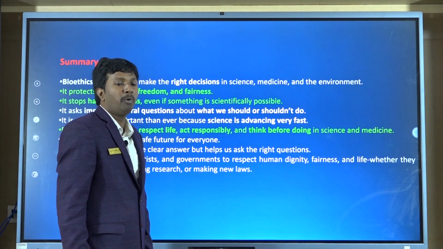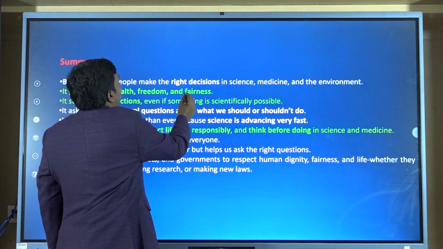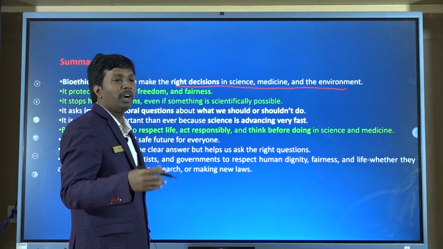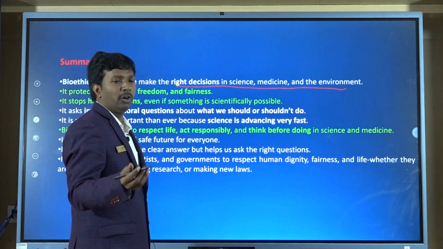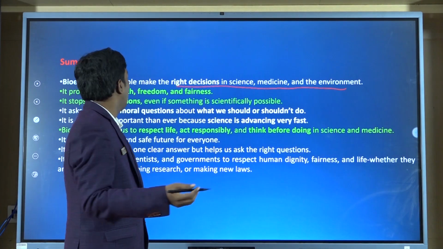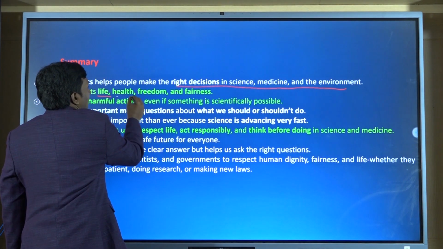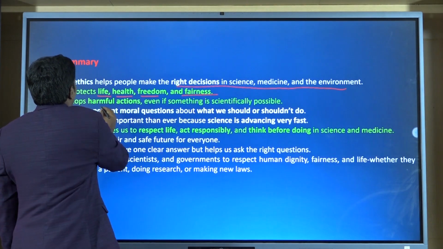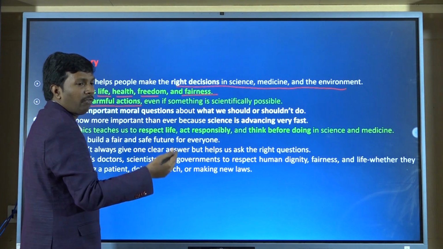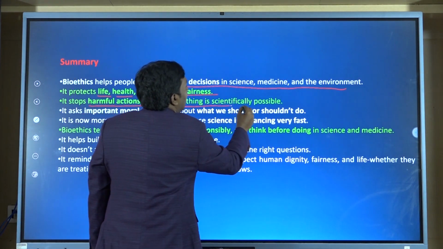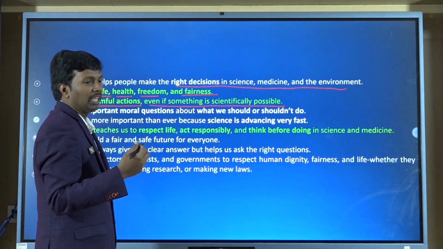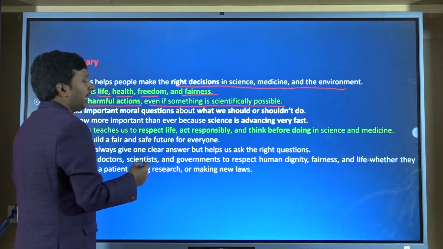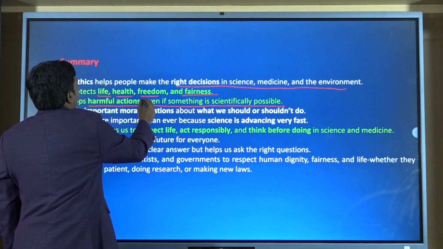So coming to the summary about bioethics. Bioethics helps people make right decisions in science, medicine and environment. As said earlier, bioethics means what is good, what is right, what is bad and what is wrong, in relation to science, medicine and environment. Bioethics protects our life, our health, our freedom and fairness, so it helps us live better. Bioethics also stops harmful actions with respect to life and health, even if something is scientifically possible. If somebody wants to do something scientifically but it harms people, we should not allow that type of action. Bioethics stops this type of harmful action.